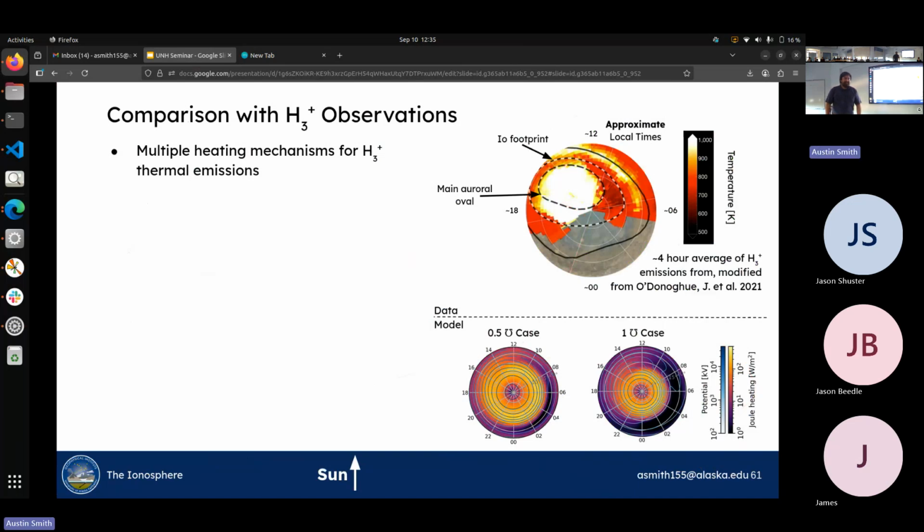Does that make sense? Yeah. Thank you. Yeah, no, especially in the ionosphere, it's difficult to make comparisons with the observations at Jupiter.